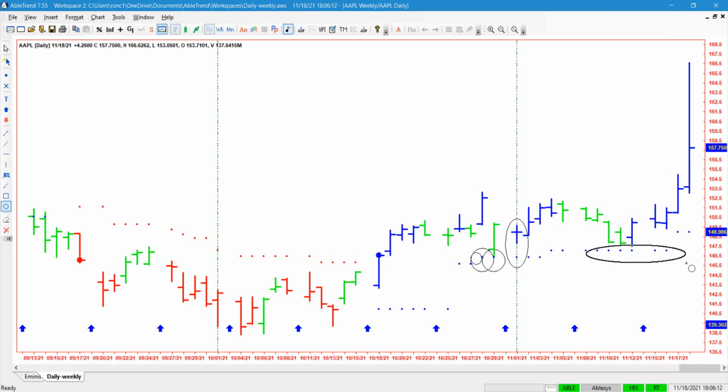That's the key. If it's above these blue dots, that's your safe zone. Stay in the trade. You're safe. You have protection under the price. Green bars just mean sideways. Blue means the algorithm likes it to go higher. And there's no red anywhere in sight.